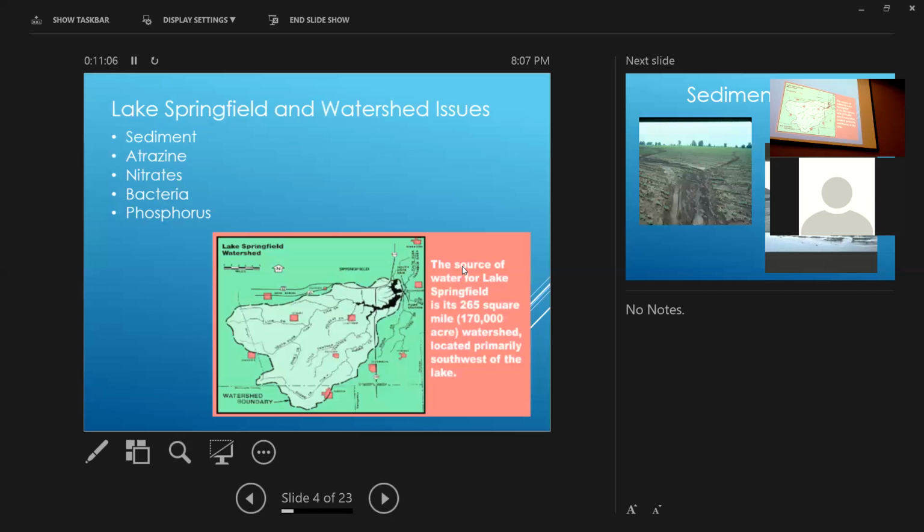So we had sediment being very big, coming right out of that $8 million dredging project in the late 80s, right? That was near and dear to his heart. Atrazine was a couple points below in font. Then he had nitrates and bacteria. I'll get into phosphorus, but this is one we're tracking a lot closer, and there's a lot of reasons for that. It's becoming increasingly important, not only in Lake Springfield, but around the Midwest.